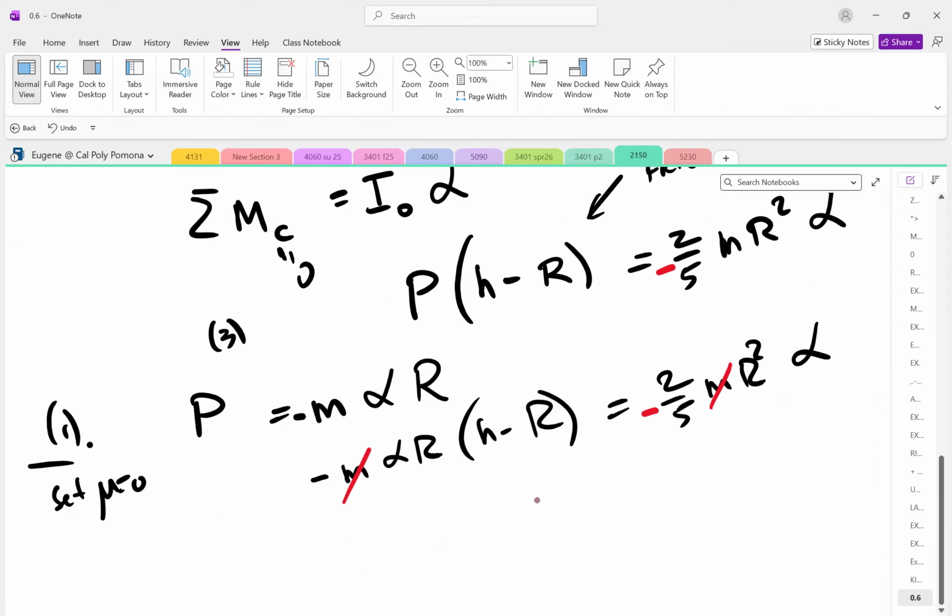So now cancel the alpha. Cancel one of the R's. Put the H on the other side. H equals R plus 2/5 of R, and that's going to be 7/5 of R.